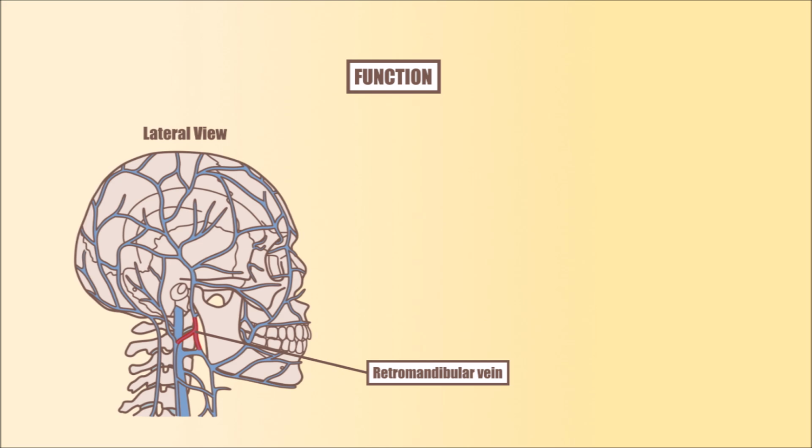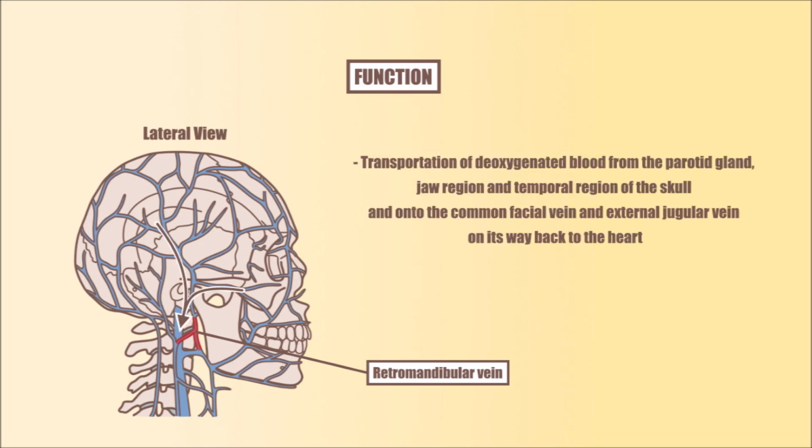What is the function of this vein? This vein primarily functions in the transportation of deoxygenated blood from the parotid gland, jaw region, and temporal region of the skull and onto the common facial vein and external jugular vein on its way back to the heart. And that concludes this video on the retromandibular vein.